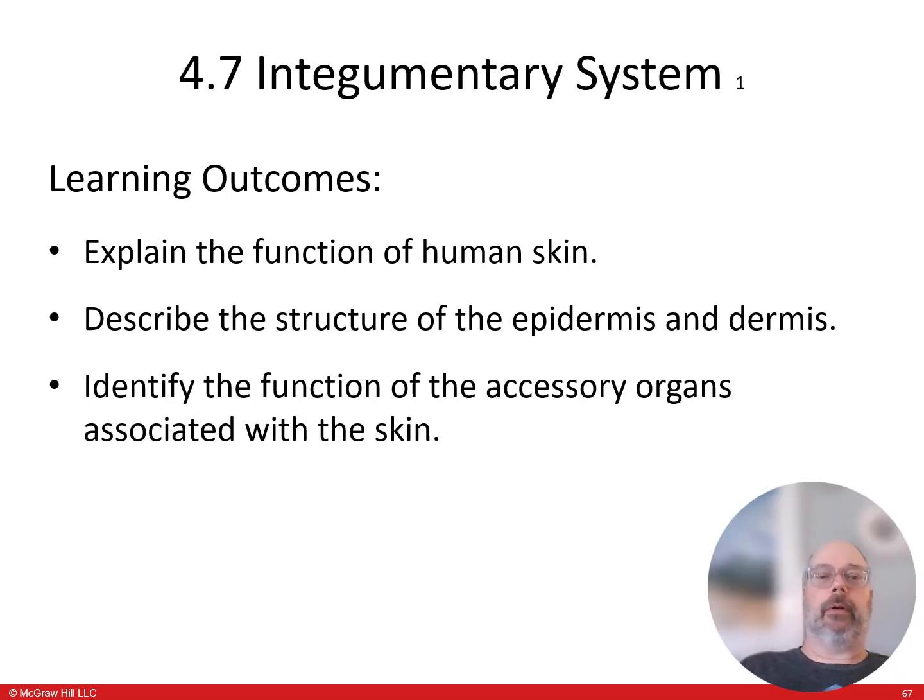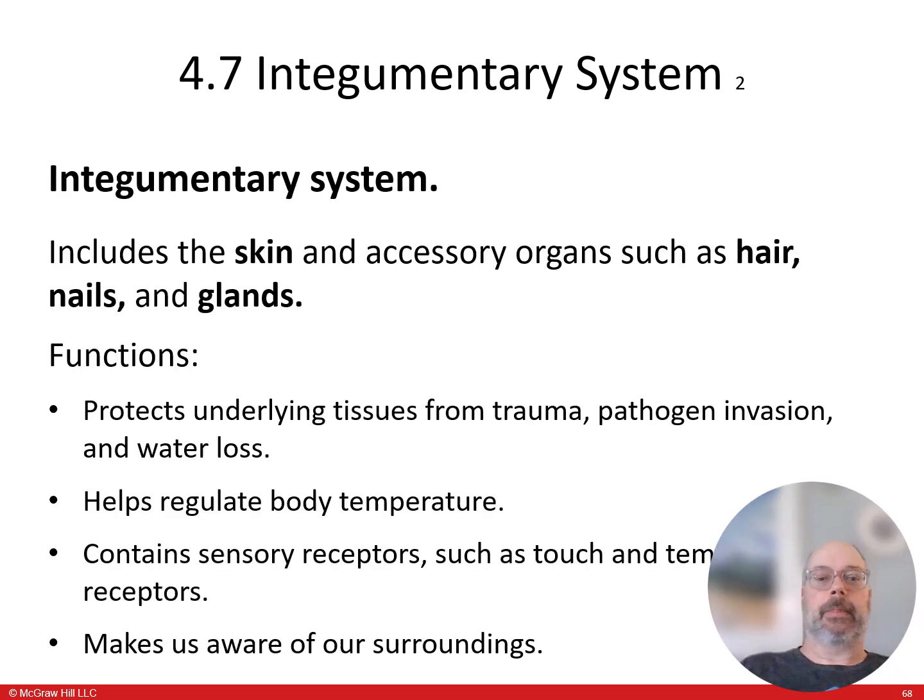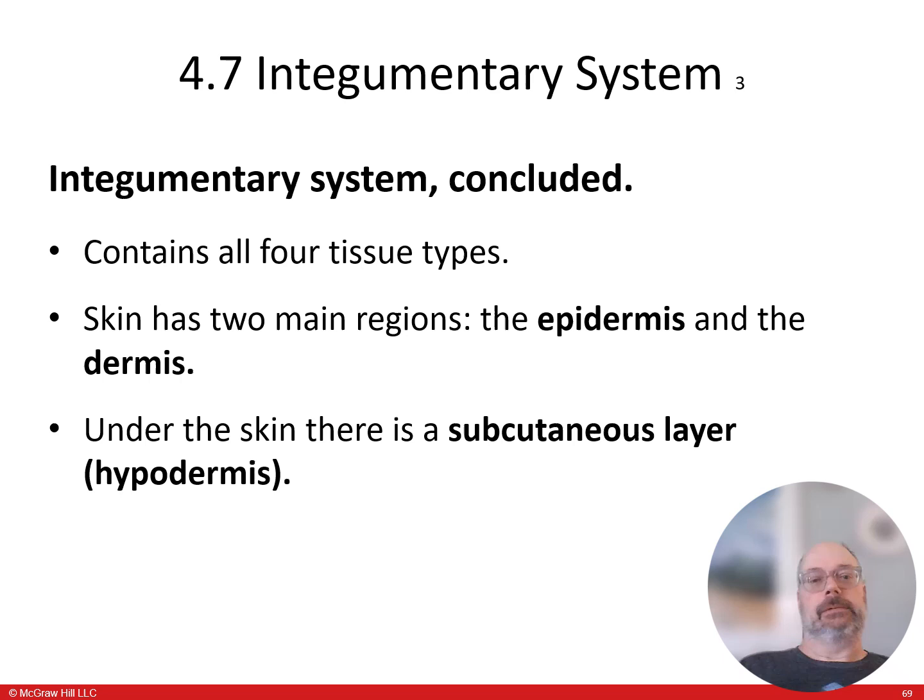All right, we're going to go into the integumentary system next. Basically, it's a lot about the human skin. So we have skin in our integumentary system, but the skin also has hair, nails, oil glands. The system contains all four tissue types. Skin has two main regions, the epidermis and dermis. And under the skin, there is the subcutaneous layer, or the hypodermis.